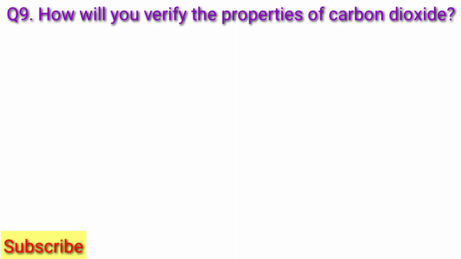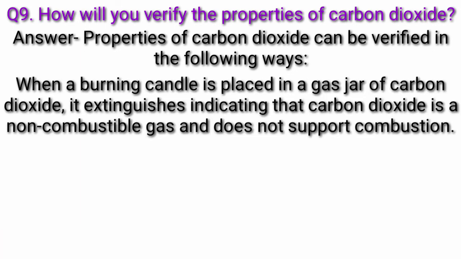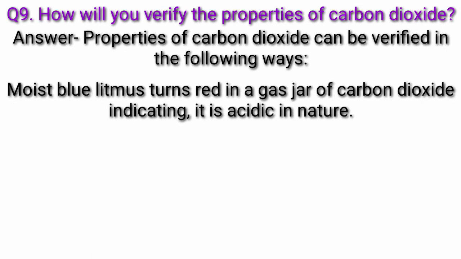Question 9. How will you verify the properties of carbon dioxide? Answer. Properties of carbon dioxide can be verified in the following ways. When a burning candle is placed in a gas jar of carbon dioxide, it extinguishes, indicating that carbon dioxide is a non-combustible gas and does not support combustion. When carbon dioxide gas is passed through lime water, it turns lime water milky due to formation of insoluble calcium carbonate. Moist blue litmus turns red in a gas jar of carbon dioxide, indicating it is acidic in nature.